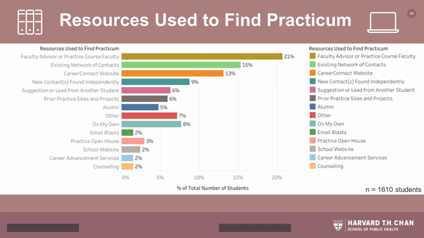These are the resources typically used to find a practicum placement. As you can see, your practice course faculty as well as your previously existing network tend to be the most useful resource in securing a practicum placement. I want to emphasize the importance of your previously existing network as well as the network of your classmates, as all students have amazing networks. We also strongly recommend networking with alumni through LinkedIn.